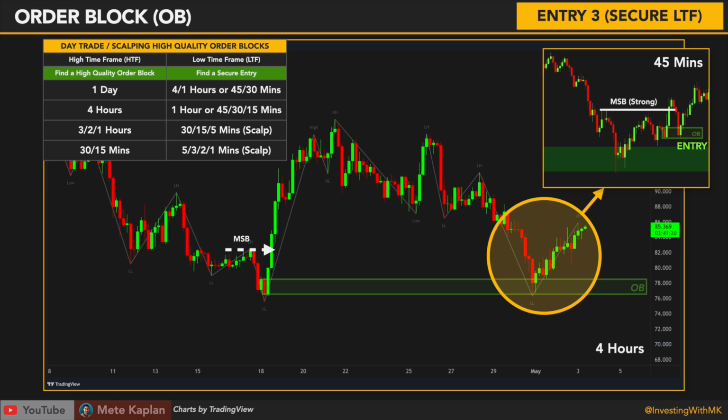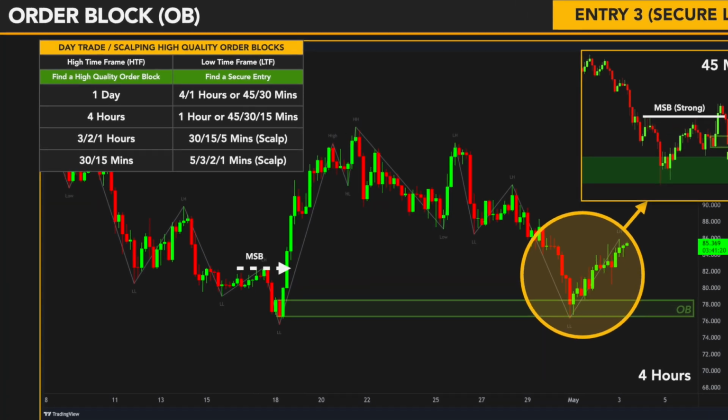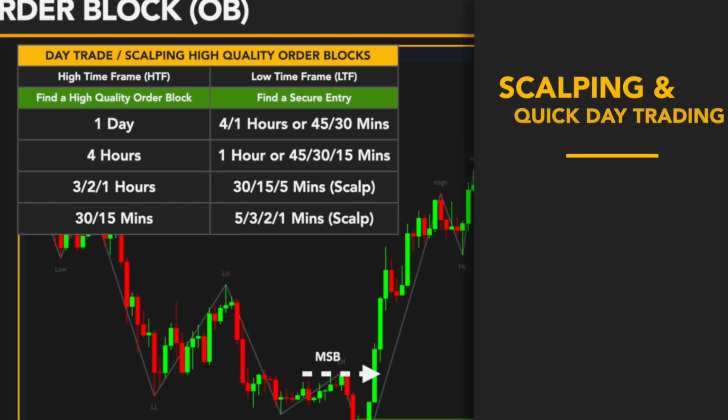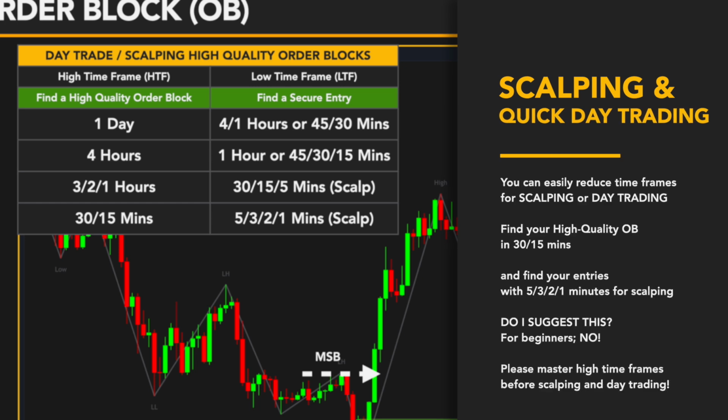How about scalping and quicker day trading? You can easily combine high time frames and low time frames even for scalping. Find an OB in the 1 hour chart, make an entry with a 15 or 5 minute chart. Find an OB in the 30 minute chart and make an entry with a 5 or 3 minute chart for scalping. Or even find an order block with the 15 minute chart and make an entry with a 2 or 1 minute chart, or use sniper entries.